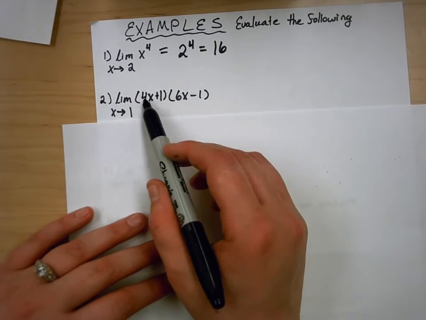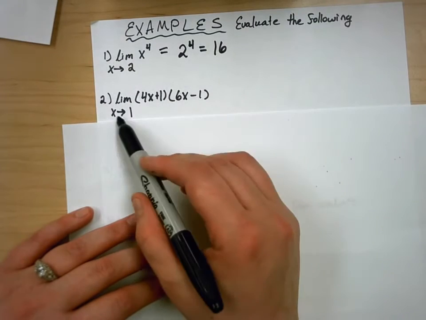Next, the limit of 4x plus 1 times 6x minus 1 as x approaches 1.